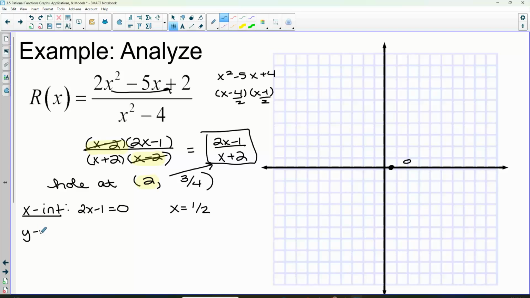Y-intercept is where you cross the y-axis. So you plug in 0 for all of your x's. You can do the original or our reduced. I'll just go to the reduced one. So if I put in a 0 on top, I get -1. On the bottom, I get 2. So -1/2.